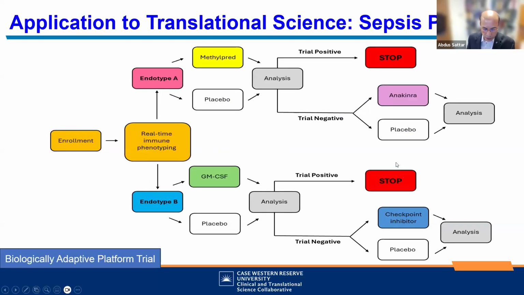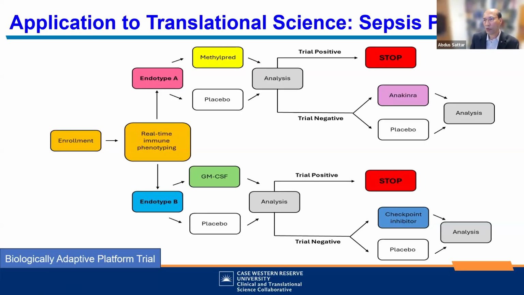So now I would like to share one example that we recently submitted. We are still waiting for the review outcome because of the shutdown; we did not get the review outcome. It is a biologically adaptive platform trial that we proposed for the sepsis patient population. What we proposed in this study is that we will enroll sepsis patients and do real-time immunophenotyping, endotyping.